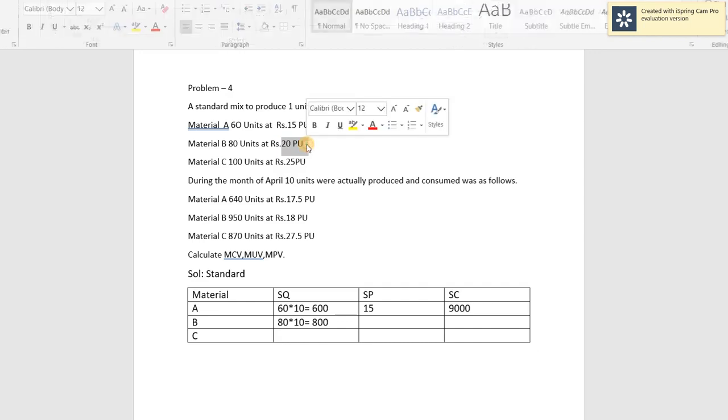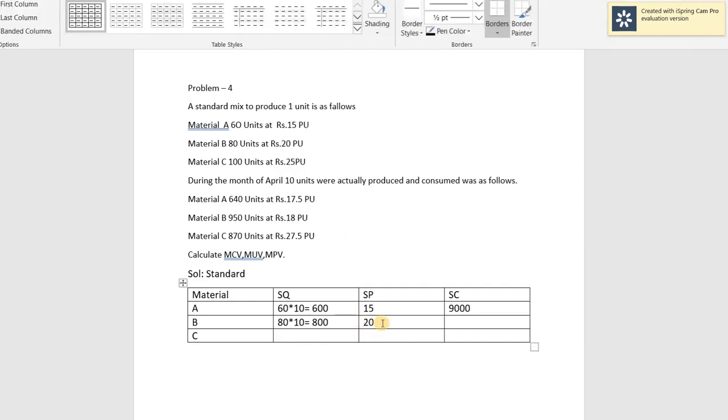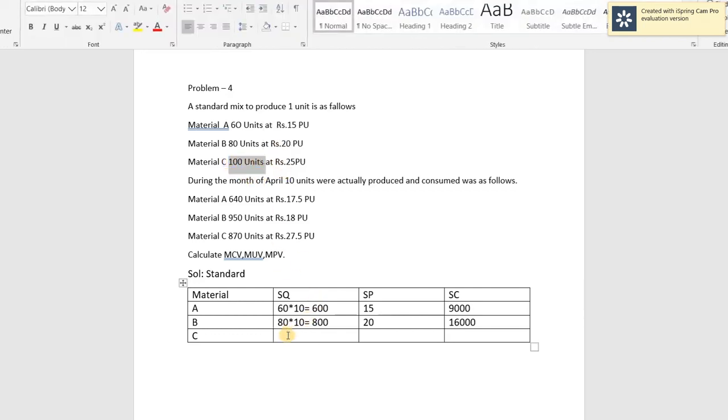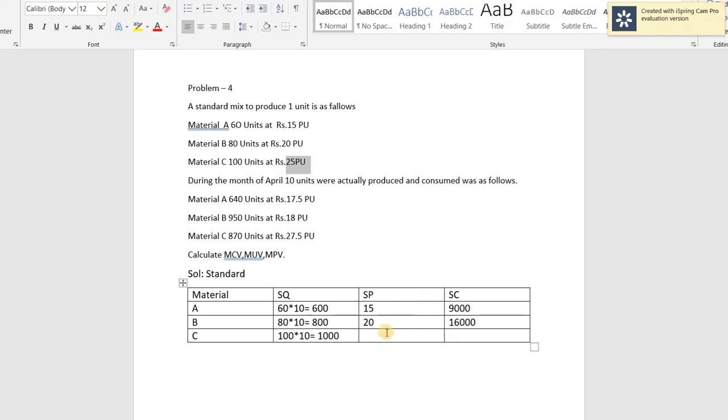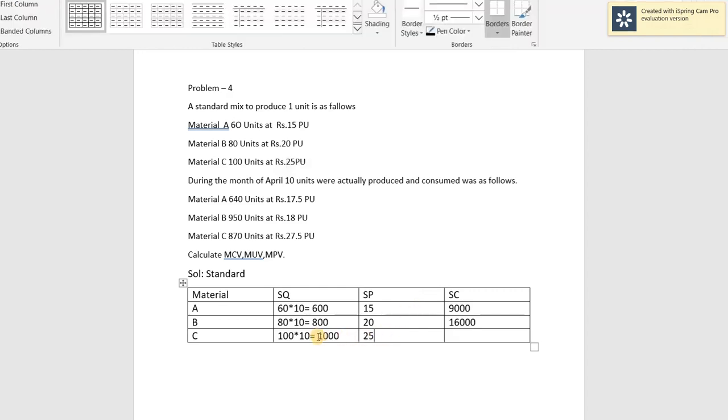Same way for material B, that is 80 into 10 is equal to 800. Standard price is 20 per unit. Therefore, 800 into 20, standard cost is 16,000. Next, the same way for material C, 100 into 10 is equal to 1,000. The standard price is 25. 1,000 into 25, standard cost is 25,000.